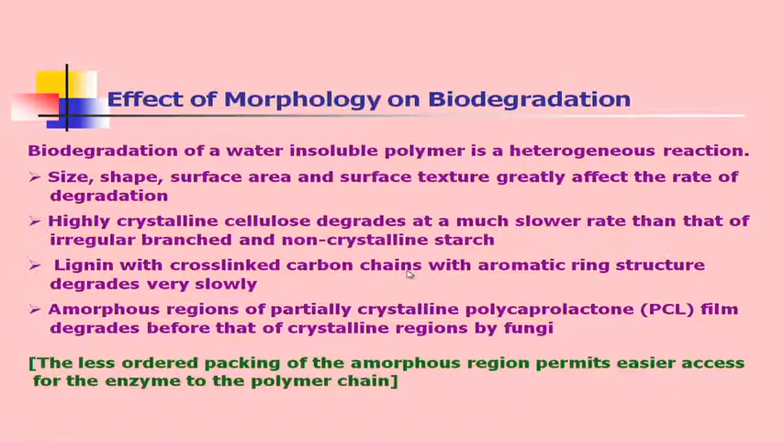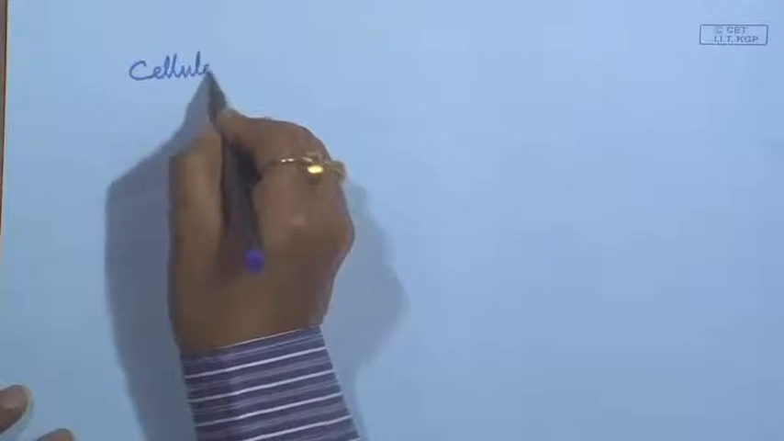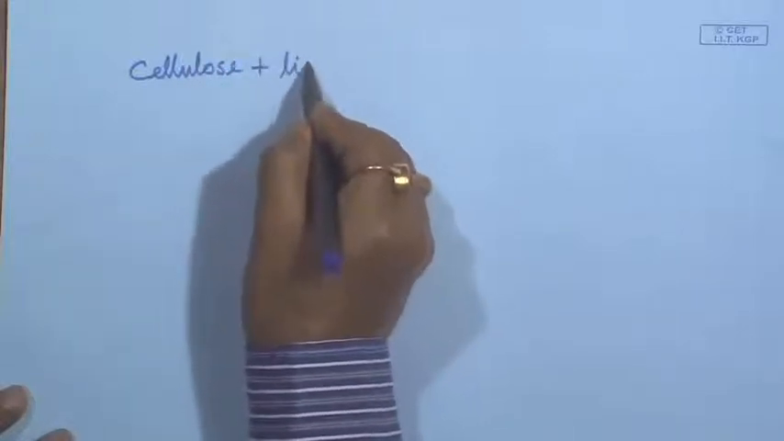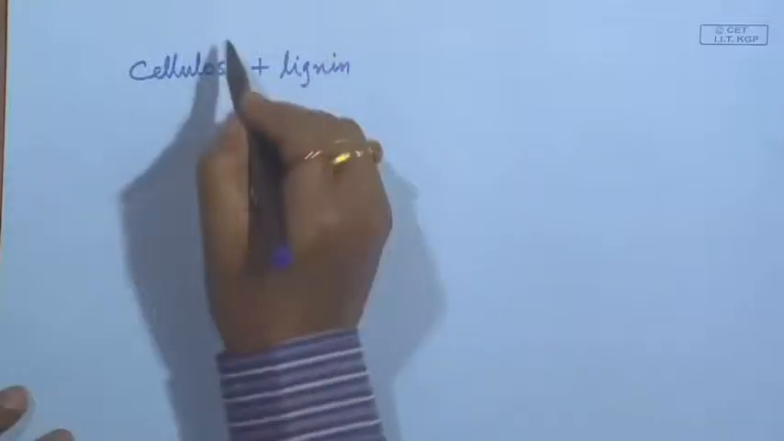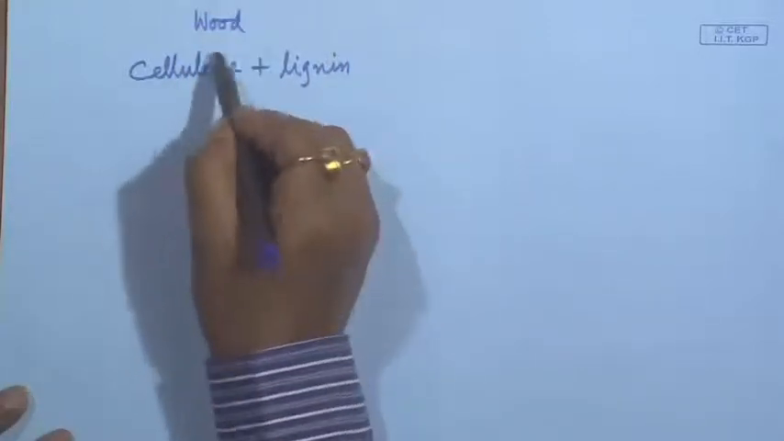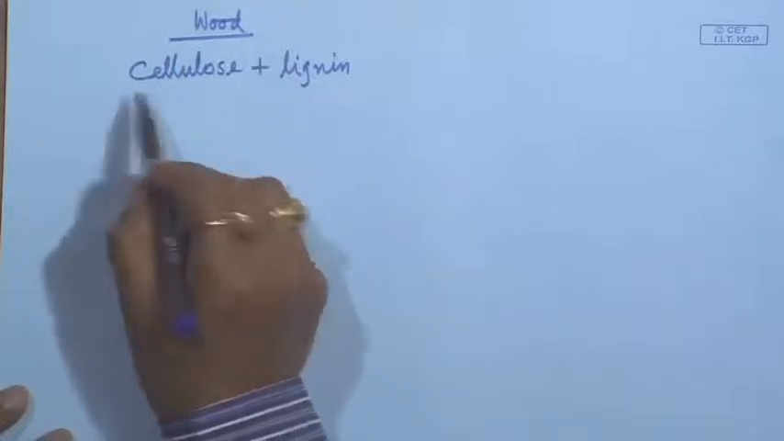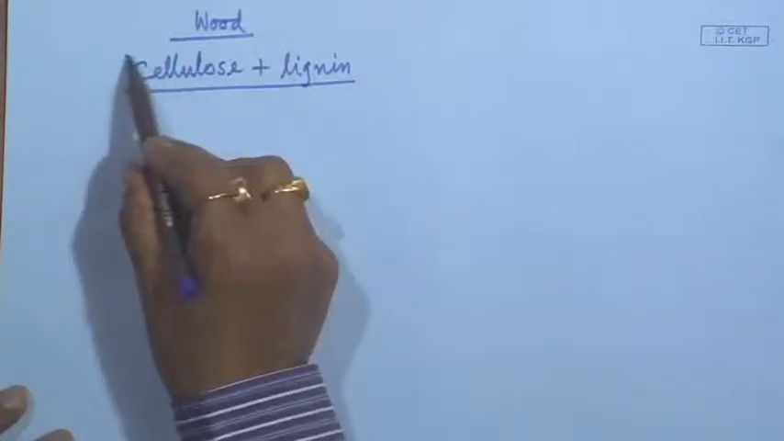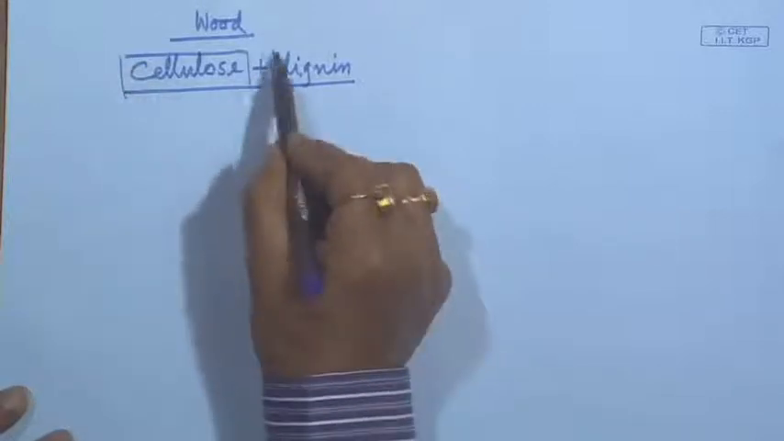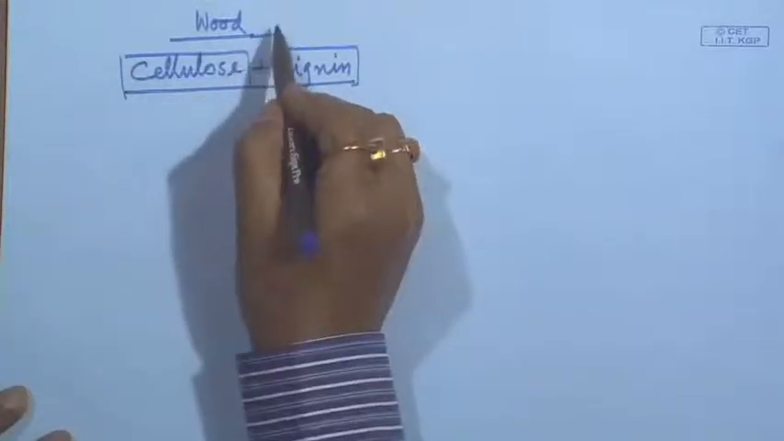Lignin with cross-linked carbon chains and aromatic ring structure degrades very slowly. Now, lignin is a polymeric material. Lignin occurs in nature in wood as a matrix material. Cellulose plus lignin makes the wood. That means wood is basically made of cellulose and lignin, where cellulose is the fiber and lignin is the matrix, and together they form this wood composite.